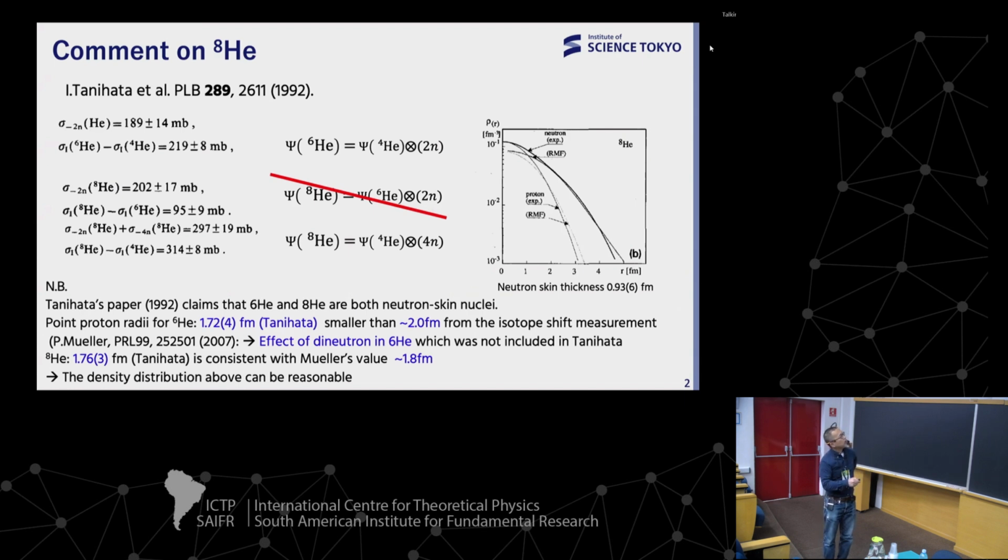This clearly tells us that helium-8 is made of helium-4 plus 4 neutrons. So this is one thing. This is very interesting, right? Helium-8 is not a 2 neutron halo nucleus, but a 4 neutron something, 4 neutron skin or 4 neutron halo.